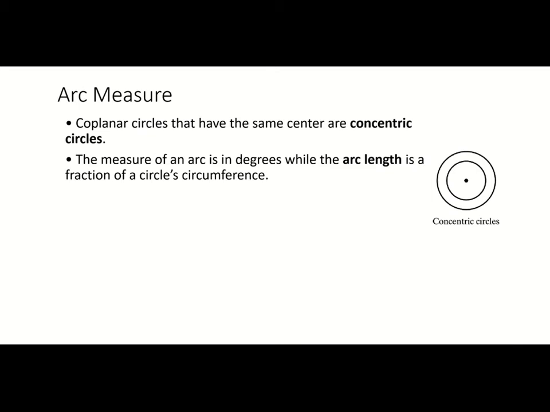Just a reminder, we talked about earlier, concentric circles share the same center. So you can see the picture there on the right. And then the measure of an arc is in degrees, while the arc length is a fraction of the circle's circumference. We're finding the measures of angles formed by tangents and secants. We will use the measure of the arc in degrees, not the arc length.